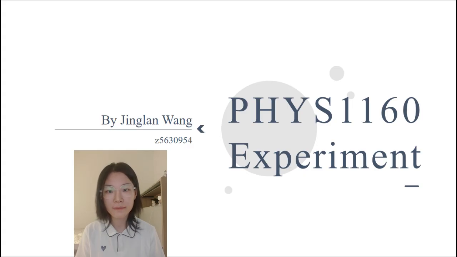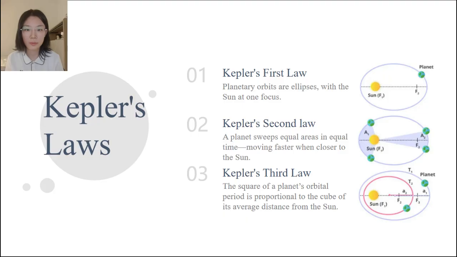So let's begin. When we look at the solar system, one question stands out. How do planets orbit the Sun so predictably? Kepler's laws can answer this question.